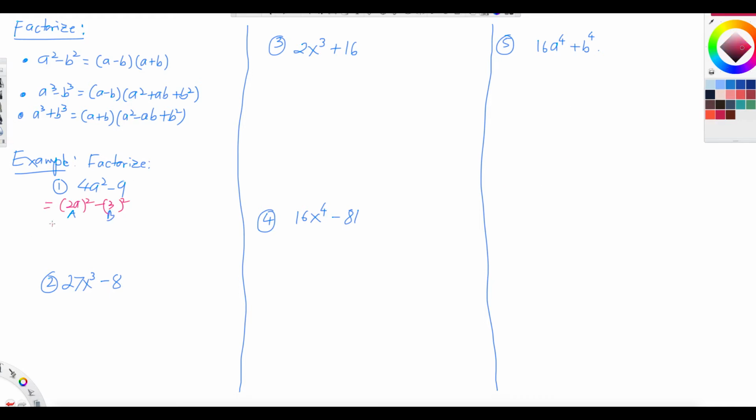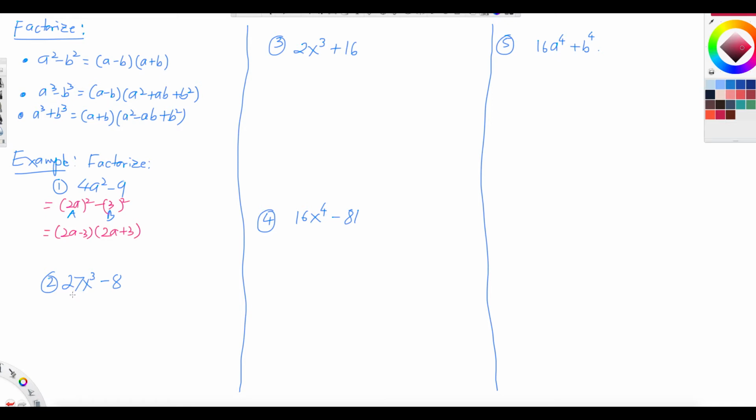Now we use the formula. What is the formula? It's a minus b, which is 2a minus 3, times a plus b, which is 2a plus 3. That is the final answer. Those are the factors. Similarly, let's look at example number 2. Can you write it in the a squared minus b squared form? No, because there is a cube. So we'll try the a cube minus b cube form.